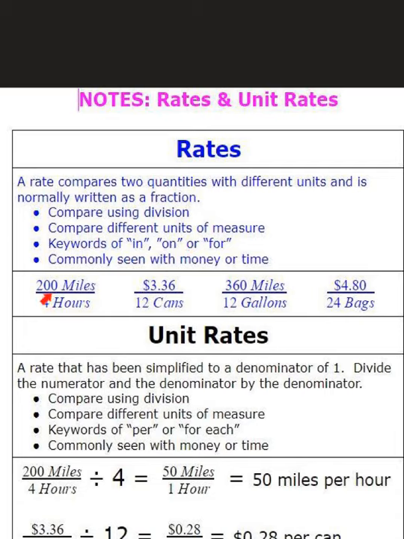So like 200 miles in 4 hours, or $3.35 for 12 cans, or 360 miles on 12 gallons, and $4.80 for 24 bags. So those are just a few examples of rates.